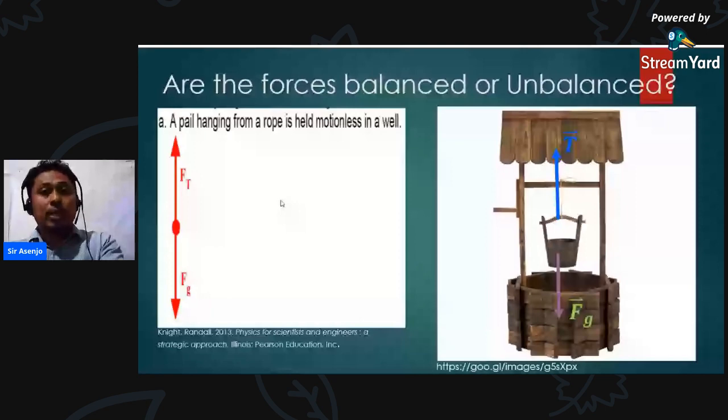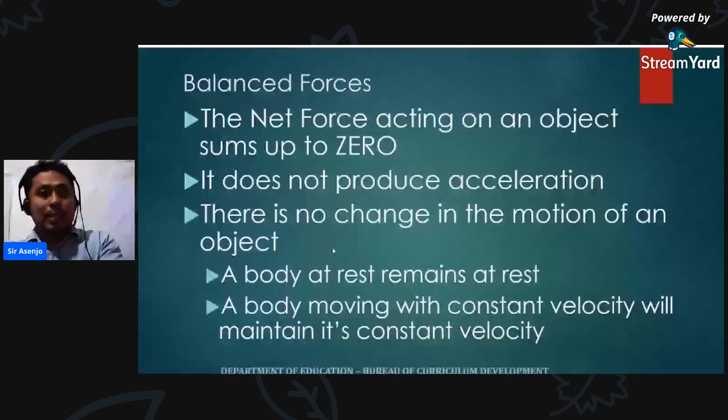The motion, the velocity is constant. A body at rest remains at rest. Lastly, a body moving with constant velocity will maintain its constant velocity. So those are the key concepts talking about balanced forces. Okay, there we go. Did you get it?